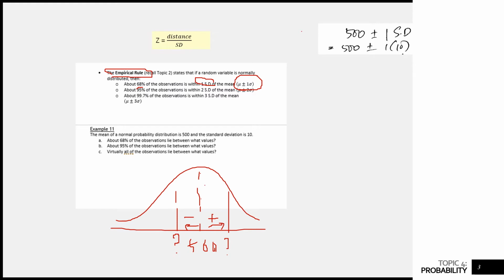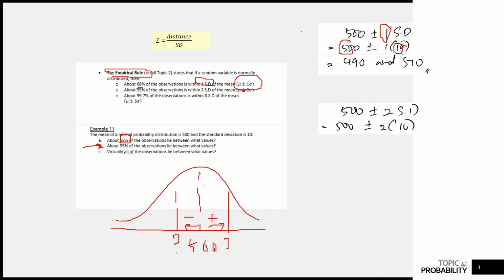From our example here, we know the mean is 500, so plus minus 1 standard deviation. Why 1? Because you know it's 68%, so pay attention. You just put it into the formula. You put a 1 here, you put a 10 here, because it's the standard deviation, and 500 is the mean, so you get the answer, which is 490 and 510.